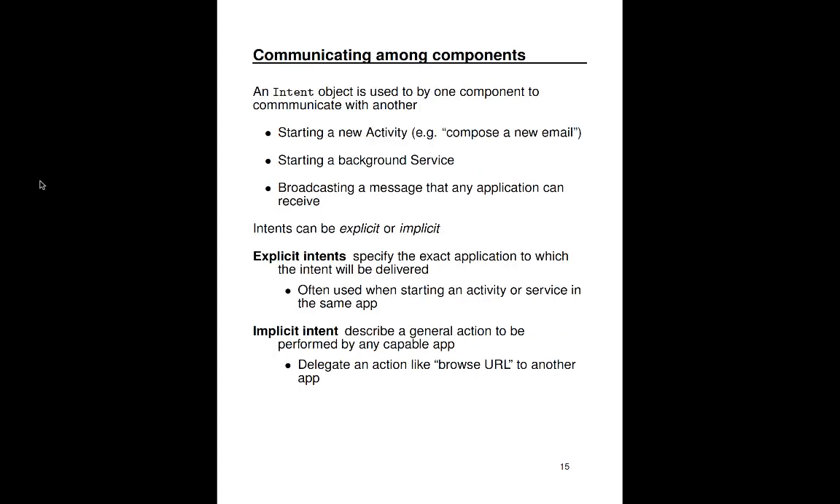A very important concept in Android application development is something called an intent. An intent is an object that's used by one component of an application, such as an activity or a service, to communicate with another. So for instance, when you want to start a new activity, something like composing an email, you use an intent. When you want to start or interact with a background service, you use an intent there also. And message broadcasting is also accomplished via intents. An intent can either be explicit or implicit.